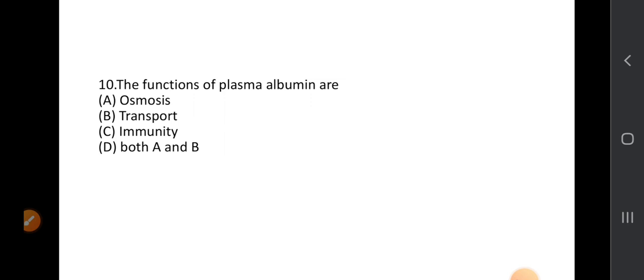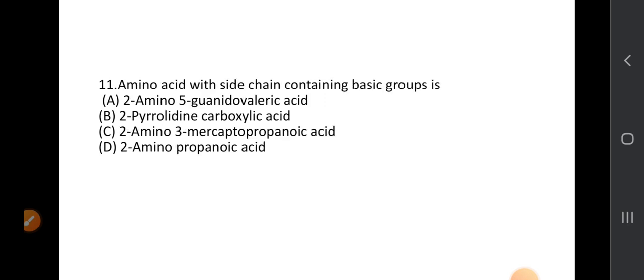So plasma albumin is the protein found in plasma. 11th question is, amino acid with side chain containing basic groups is A. 2-amino 5-guanidinovaleric acid, B. 2-pyrrolidine carboxylic acid, C. 2-amino 3-mercaptopropanoic acid, or D. 2-amino propanoic acid. Again pause the video and write your answer.